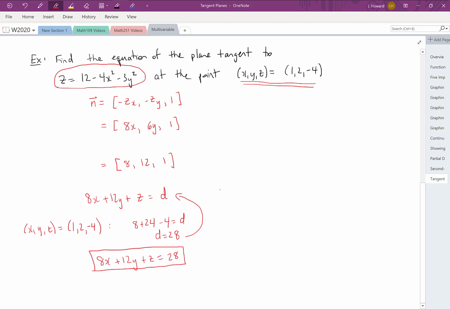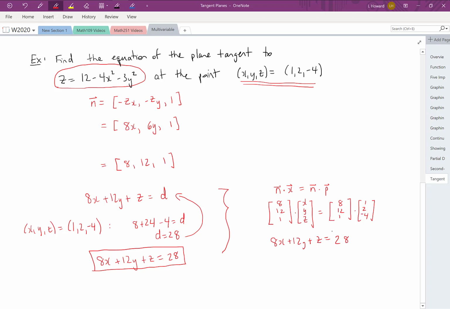Now a slicker way to do this kind of reasoning, if you're really up on your linear algebra, you might remember the normal form for a plane. You could have actually written n dot x equals n dot p, which makes this whole process a little cleaner. n being your normal vector, so the 8, 12, 1, dotted with your vector of variables is equal to that same normal vector dotted with the vectorized version of the point that you're working with, so 1, 2, negative 4. By computing the dot products on both sides, you'd have 8x plus 12y plus z equals 28, and numerically it's still going to come out the same as before. So it's just a completely equivalent way of doing it. It just depends on whether you really like the normal form from linear algebra to do this slightly more cleanly.